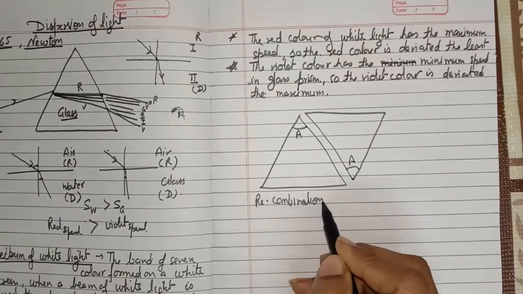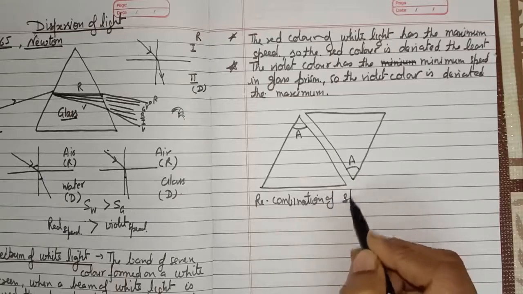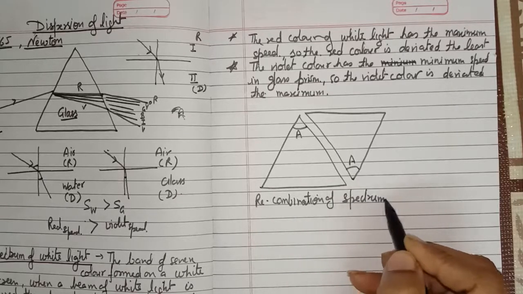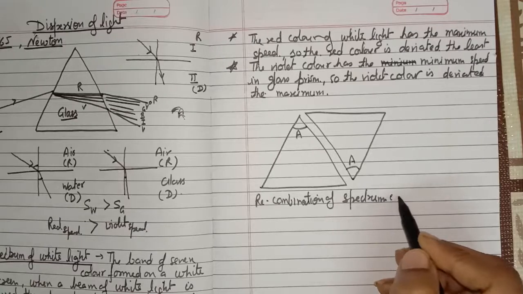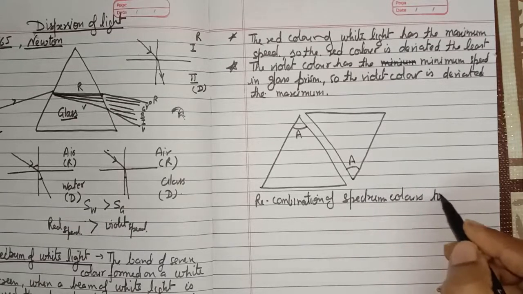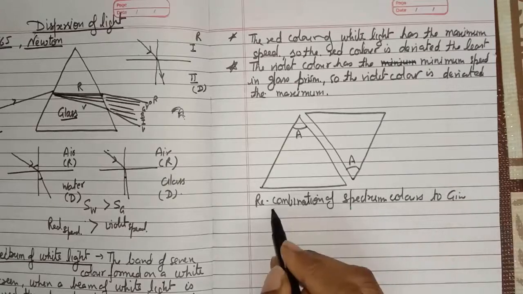recombination of spectrum colors to give white light.